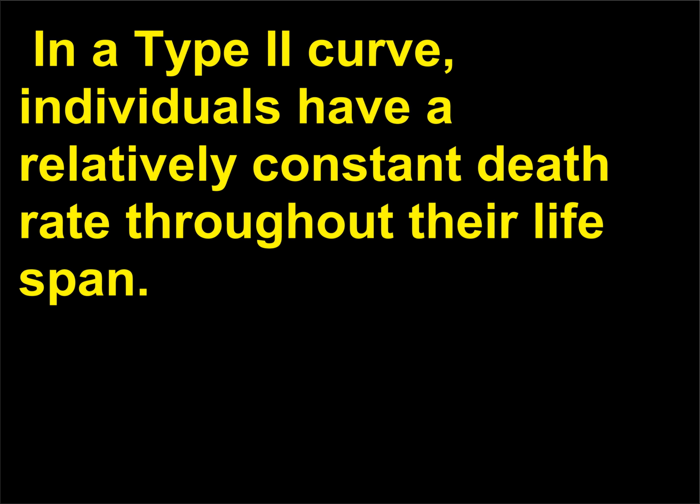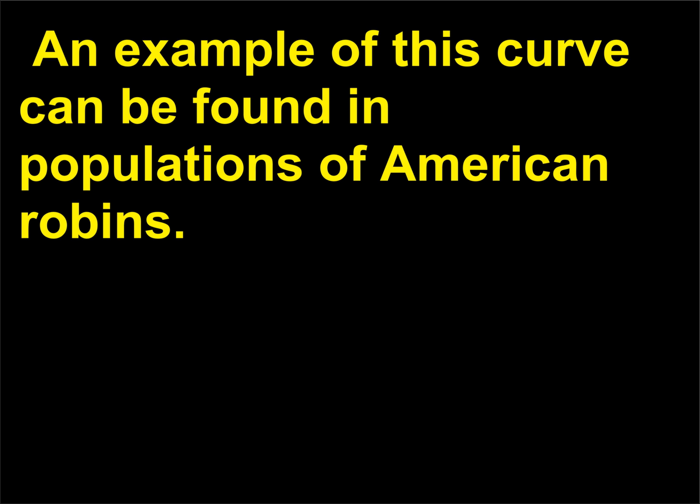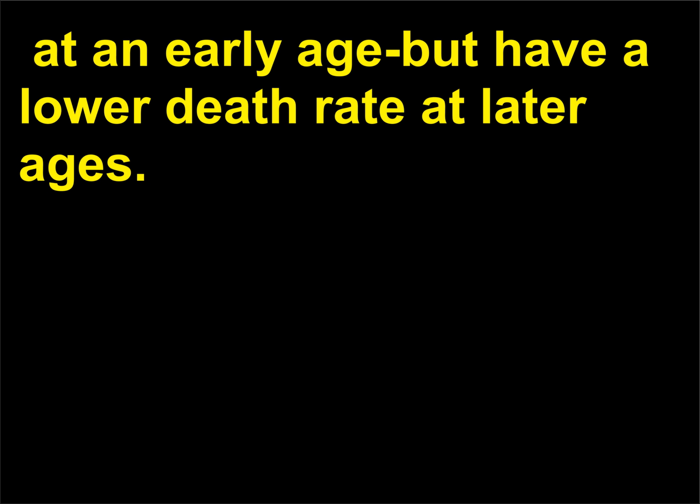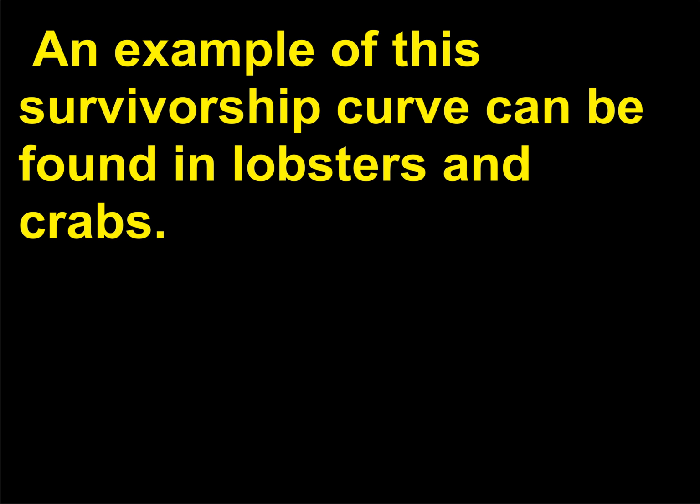In a type 2 curve, individuals have a relatively constant death rate throughout their lifespan. An example of this curve can be found in populations of American robins. A type 3 curve includes those species that have a large number of young, most of which die at a high rate at an early age but have a lower death rate at later ages. An example of this survivorship curve can be found in lobsters and crabs.